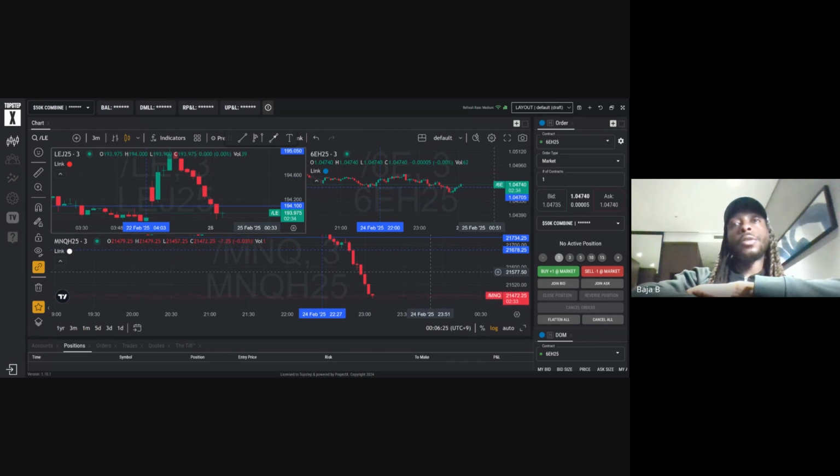Couple more bars. See what's up. Couple more. We'll see. If there's nothing, there's nothing. Can't force it. See if we got a pullback coming. That's what I'm looking for.